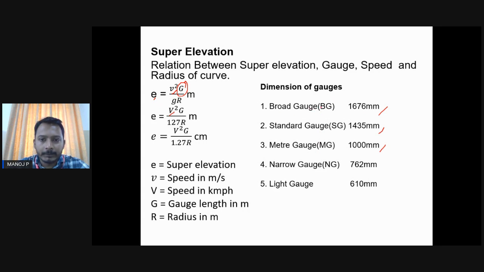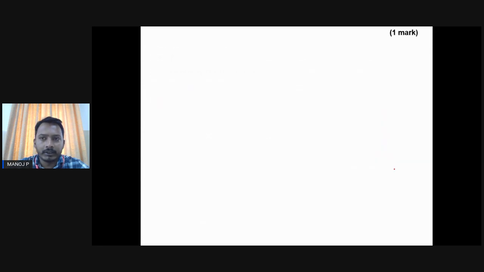The value of G for broad gauge is 1676 mm or 1.676 meters. Standard gauge is 1435 mm or 1.435 meters. Meter gauge is 1000 mm or 1.00 meters. Narrow gauge is 762 mm or 0.762 meters. Light gauge is 610 mm or 0.610 meters.